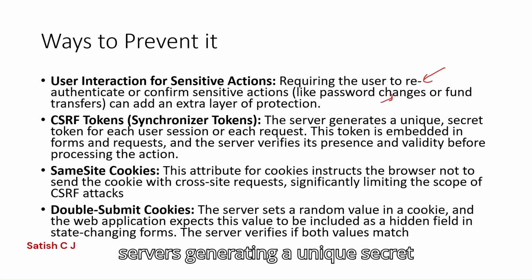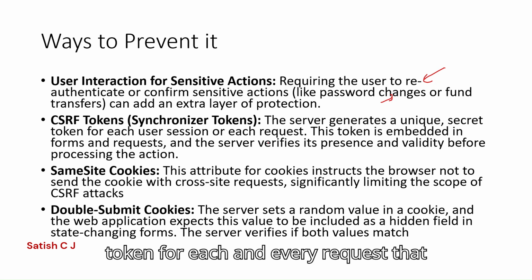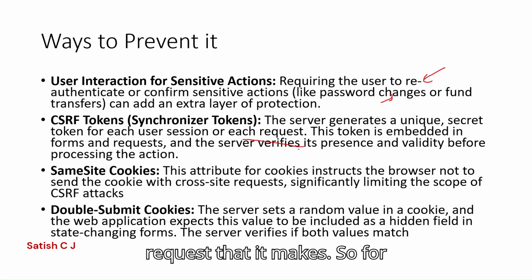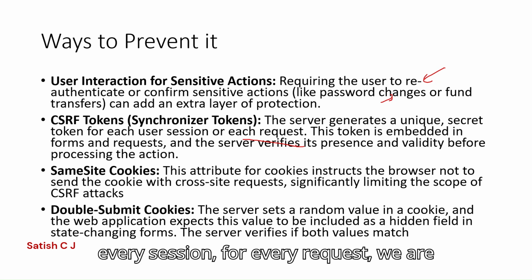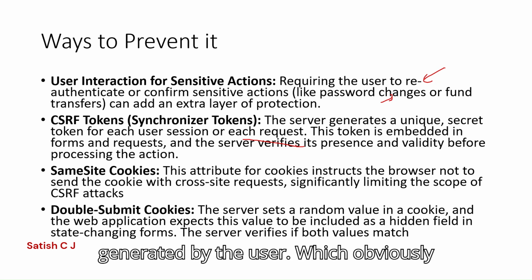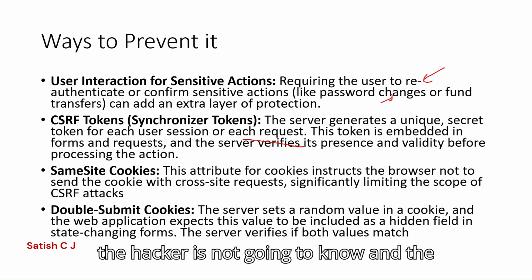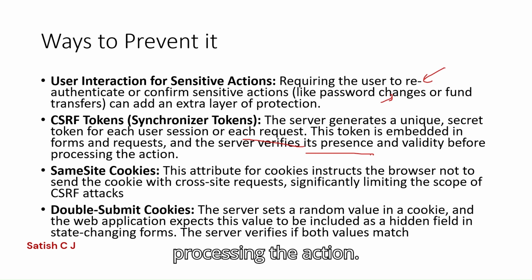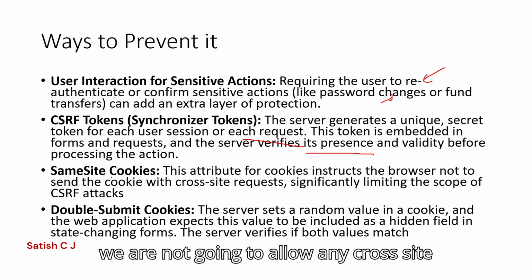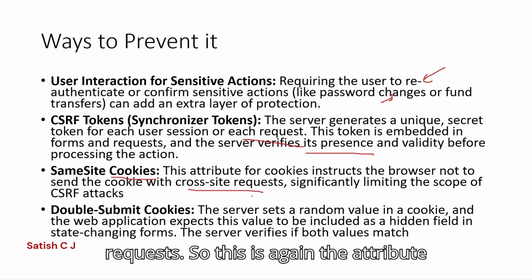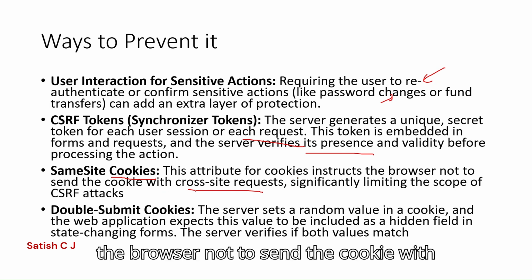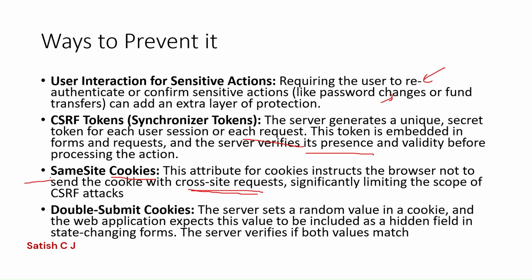Another way to prevent this is the server generating a unique secret token for each and every user session or each request that it makes. So for every session, for every request, we are going to have some unique tokens that are generated, which obviously the hacker is not going to know. And the server will verify the presence of these unique tokens and their validity before processing the action. So again, here we are not going to allow any cross-site requests. There is also an attribute for cookies, which will instruct the browser not to send the cookie with cross-site requests. That is another action that we can take.